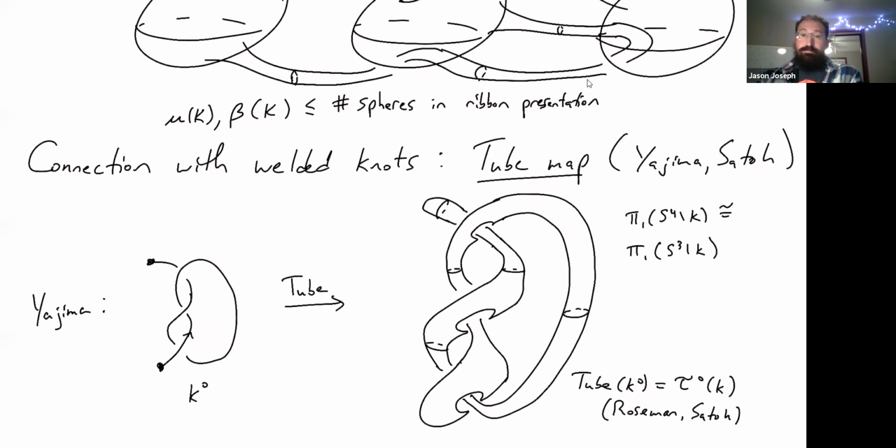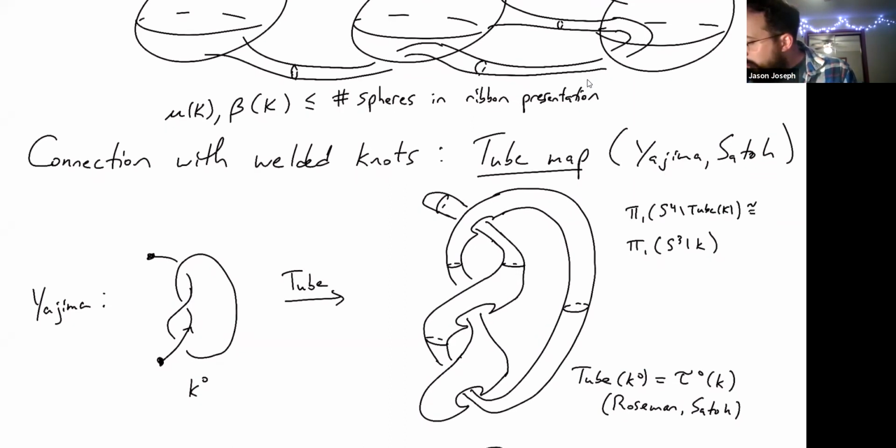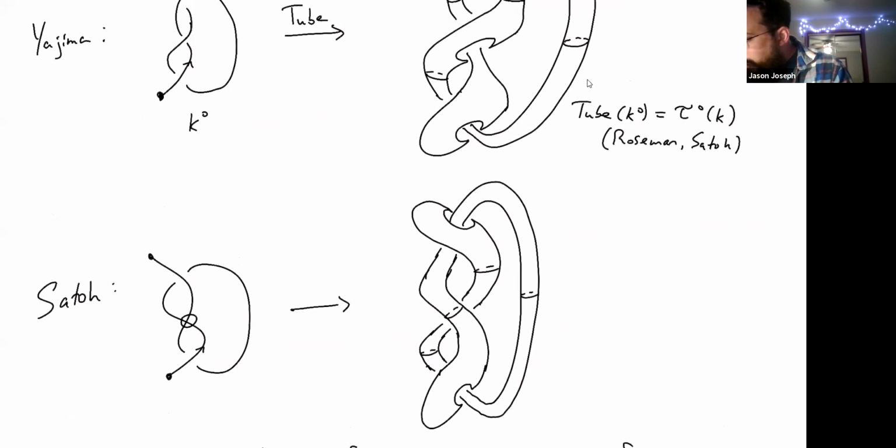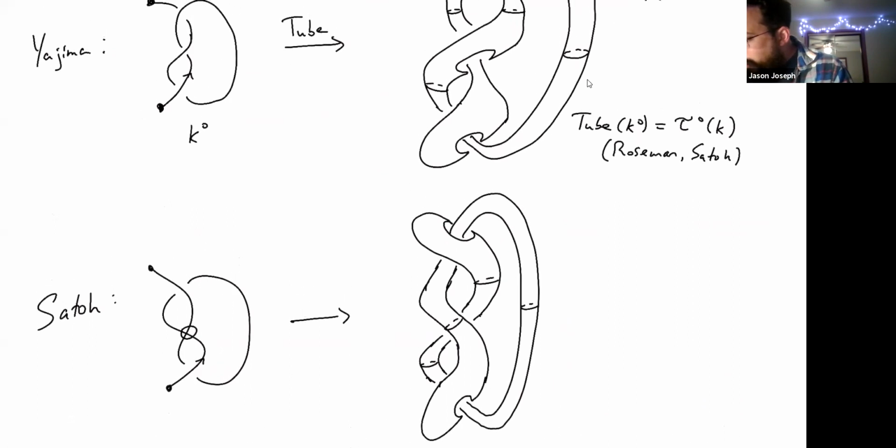Let's say tube of K. And Roseman was first to show that this is actually isotopic to the spun knot. So this is another way to see the spun knot, which is always ribbon, as opposed to twist spun knots, which are never ribbon. But anyway, it was Sato who introduced virtual crossings to all this.